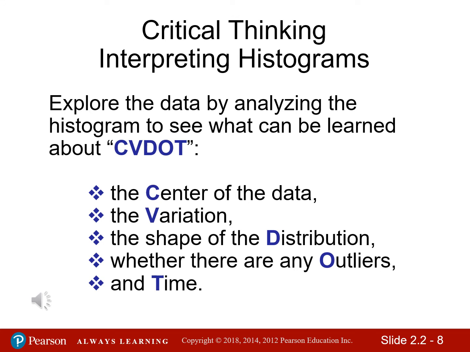CVDOT stands for the center, which is a representation of the values that indicate where the middle of the data set is located. The variation, which is a measure of the amount of the spread of the data values. The distribution, which is the nature or shape of the spread of the data over the range of values, such as a bell-shaped distribution. The outliers, these are sample values that lie far away from the majority of all the other sample values. Or time, any changes in the characteristics that happen with the data over a period of time.